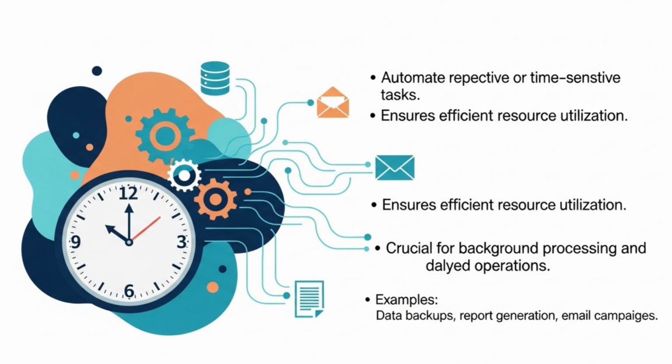Your server's CPU and memory aren't tied up waiting for someone to click a button. Instead, tasks can be scheduled during off-peak hours or distributed intelligently to maximize throughput. This makes task scheduling crucial for background processing and delayed operations.